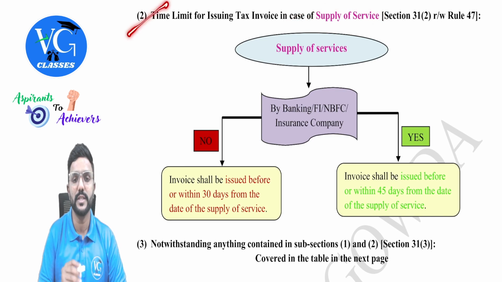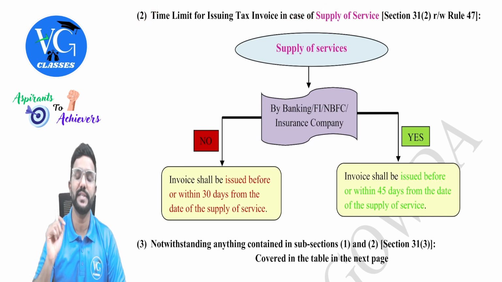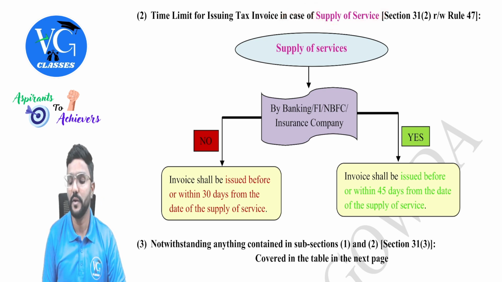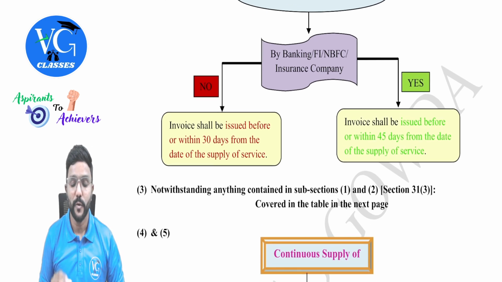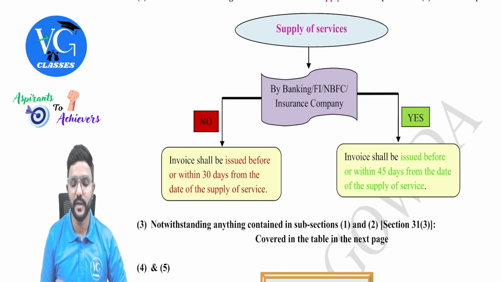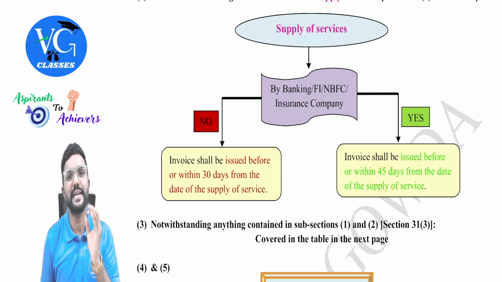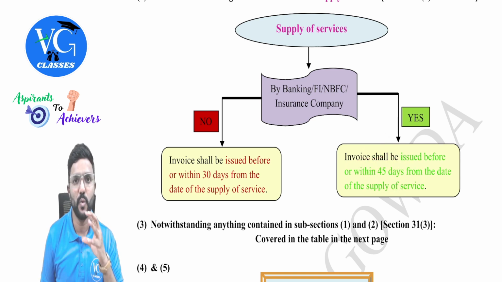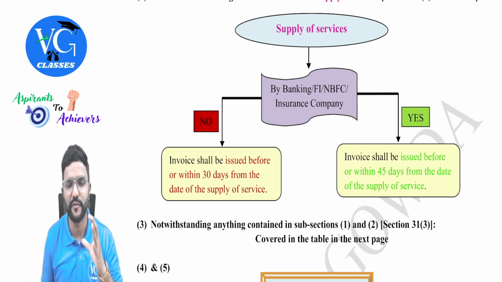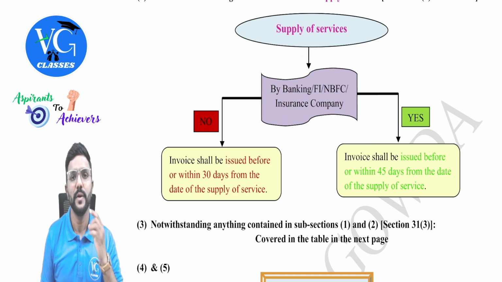So subsection 2, along with rule 47, talks about the time limit for issuing the tax invoice in case of supply of services. First we need to check, whenever there is a supply of services, whether the supplier is a banking company, financial institution, NBFC or insurance company. If yes, then the invoice has to be issued within 45 days from the date of supply of services, guys. So once the service is completed or provided by a supplier who is a bank, NBFC or financial institution or even an insurance company, within 45 days they have to issue the invoice.